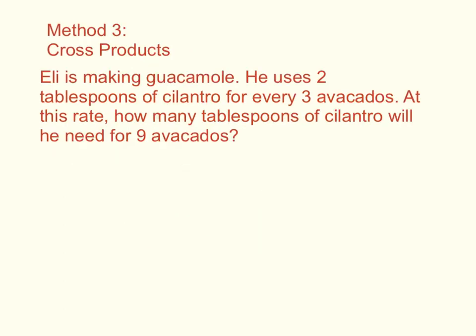The last method is cross products. We're going to use the same example. Eli is making guacamole. He uses 2 tablespoons of cilantro for every 3 avocados. At this rate, how many tablespoons of cilantro will he need for 9 avocados? I'm going to set up again my equivalent rate of 2 to 3 equals some number over 9.